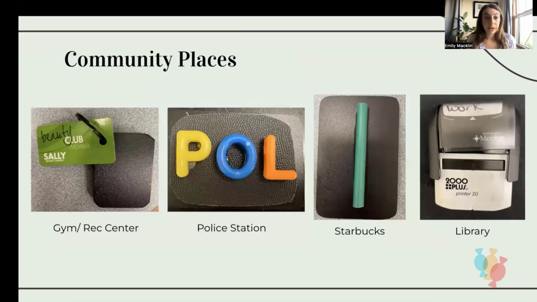So ideas of community places: when she goes to the gym or rec center, what's meaningful for her is the scan in. That's new. It's on a key ring. There's a teeny little card she scans in. That's something specific about the gym. Police station, we talked about the sign. We paired it, built meaning in that way. Starbucks, the straw is similar to her real life experience when drinking it.